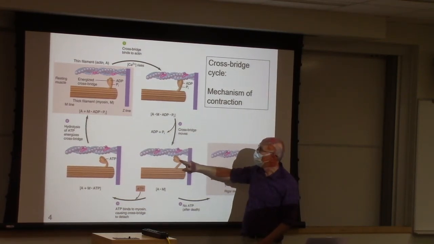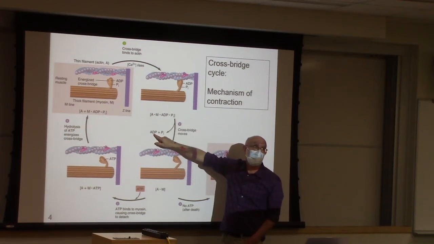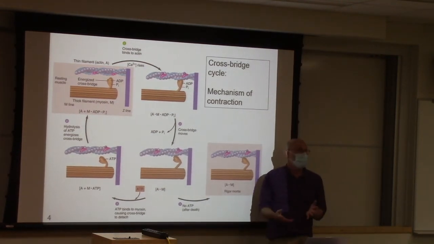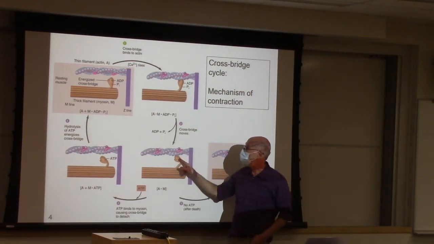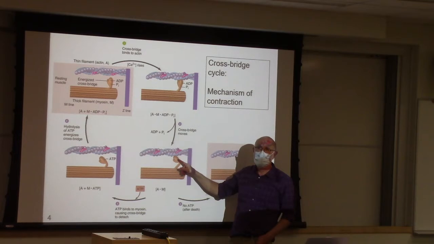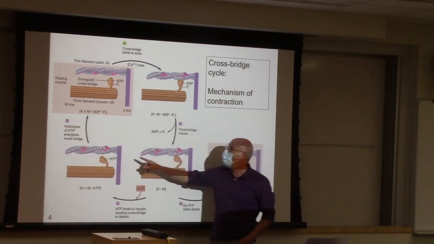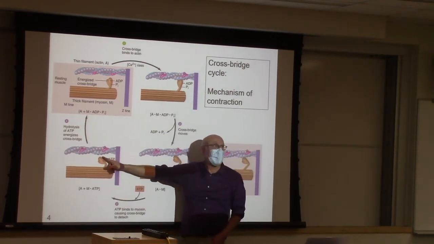After the power stroke, the nucleotide binding site is empty because ADP has been unbound. ATP binds. ATP in a healthy muscle is high. The concentration of ATP is high. So ATP binds to the myosin. The binding of ATP to the myosin triggers a conformational change of the myosin, lowering its affinity for actin. And so myosin lets go of actin.